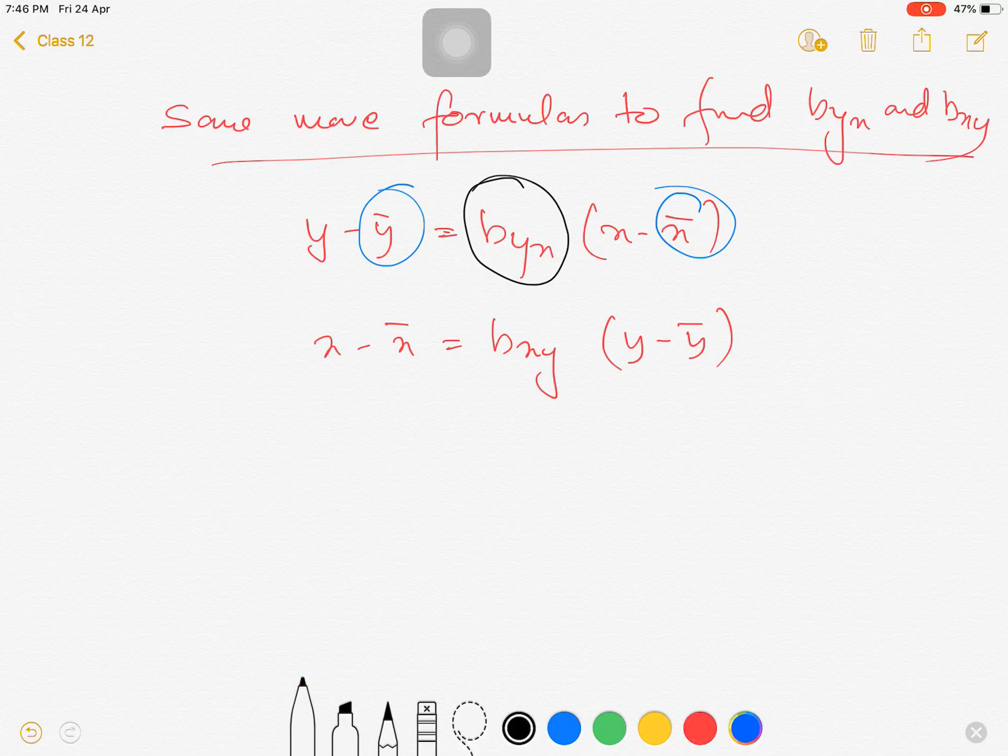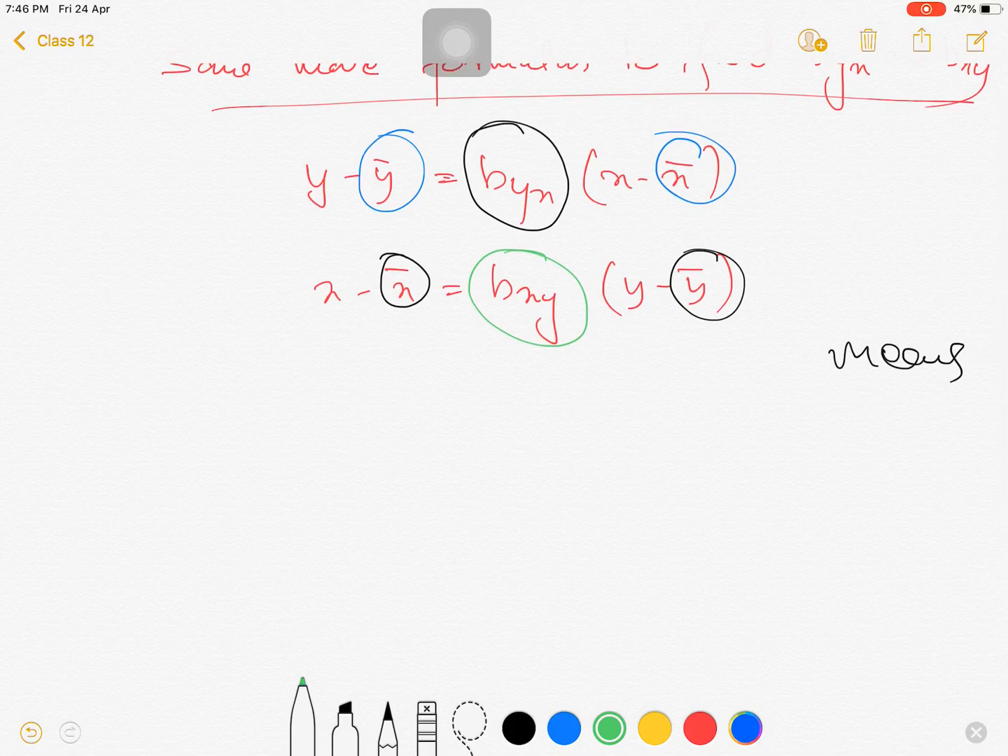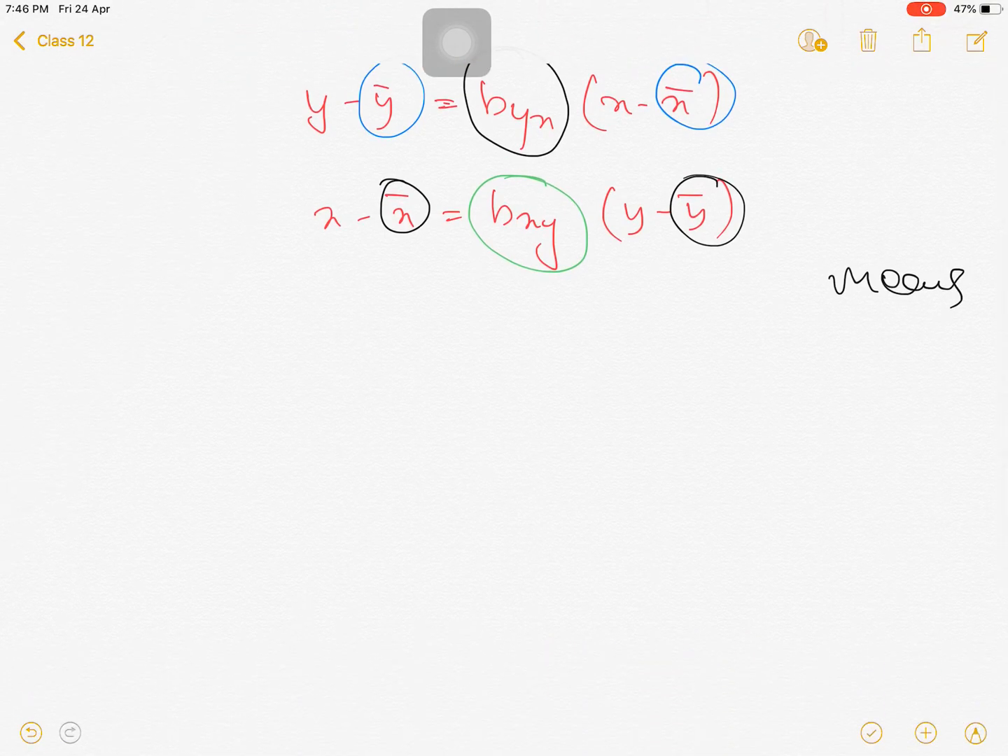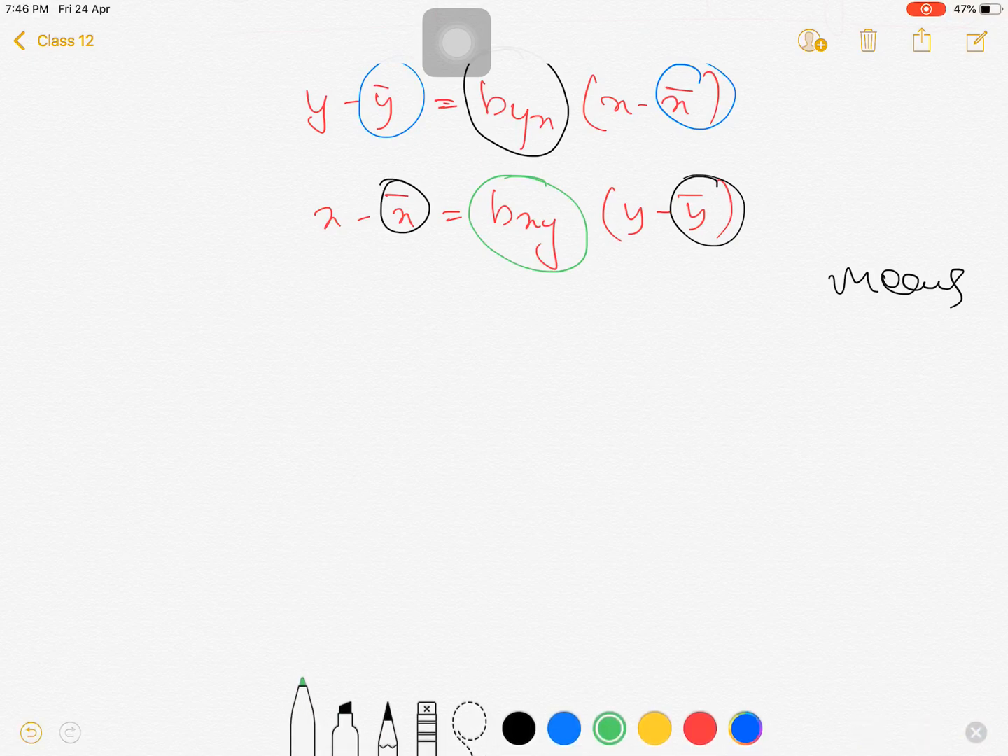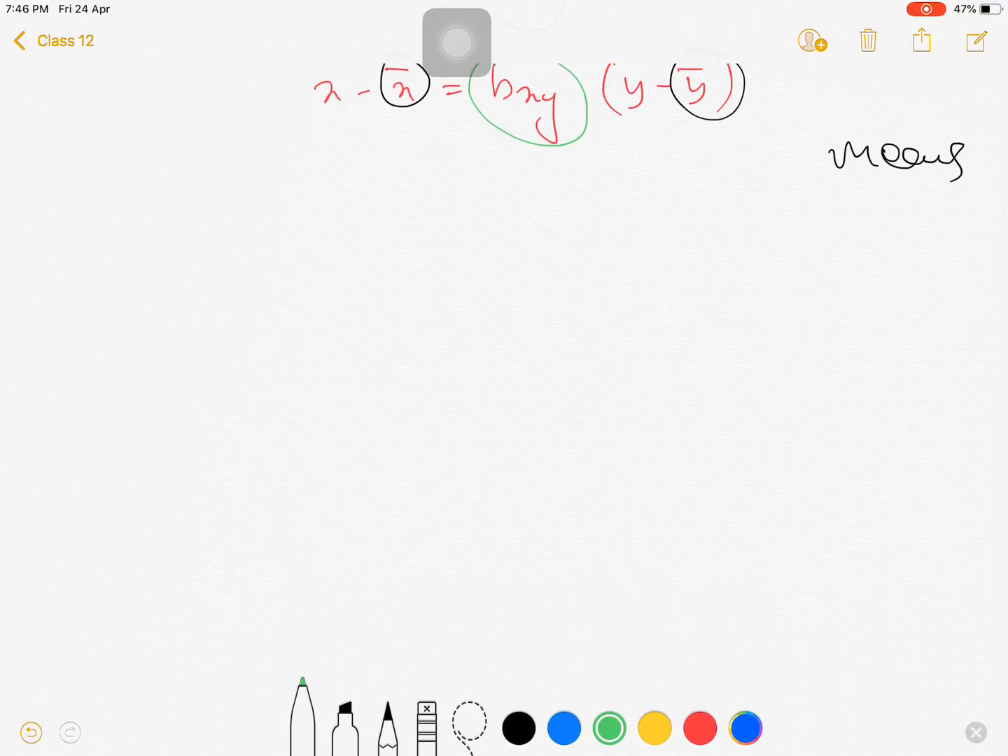Okay, here also what happens, you can easily find the black circle, because x bar and y bar are means. These means are very easy to find. The problem is this green circle. Okay, green circle bxy, how to find bxy. So I would need some more formulas to find bxy and byx. Okay, so how? There are many formulas. Let me start from the first one.